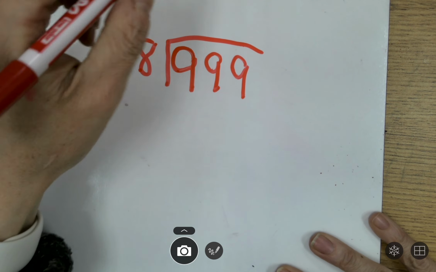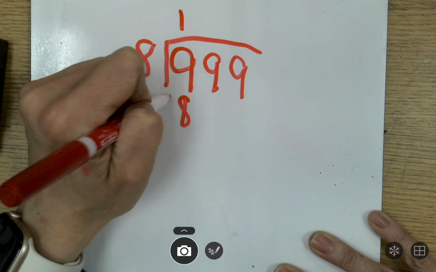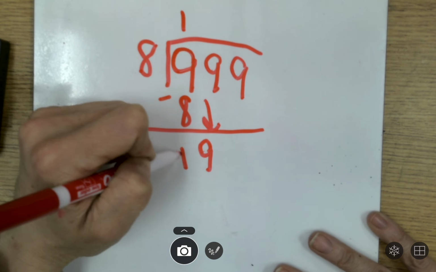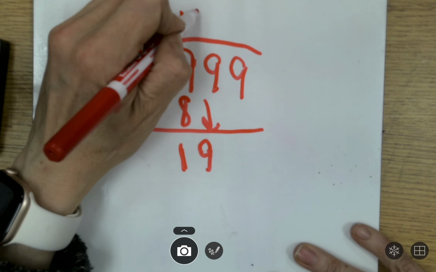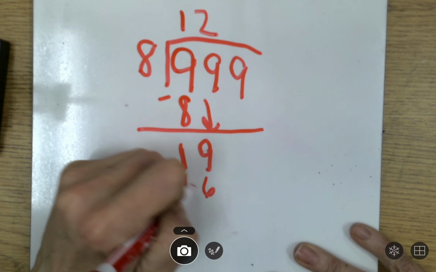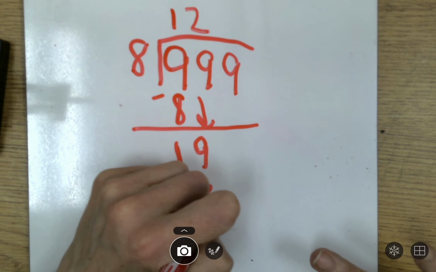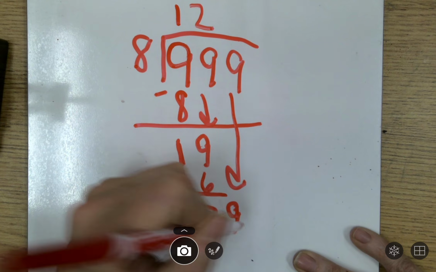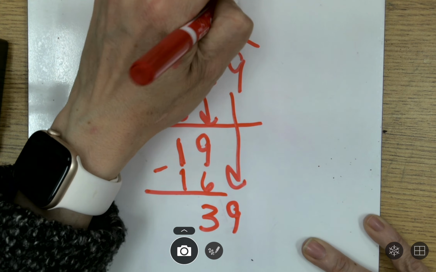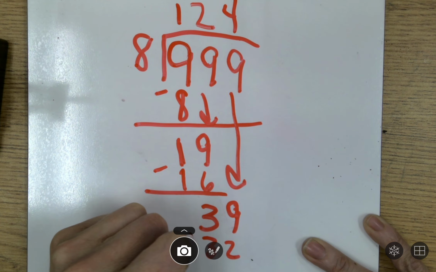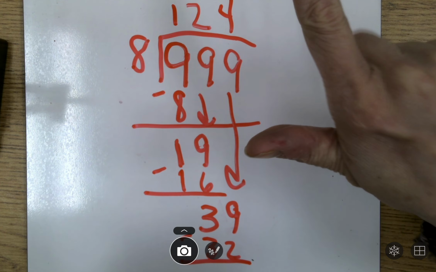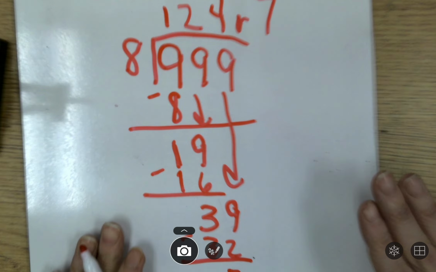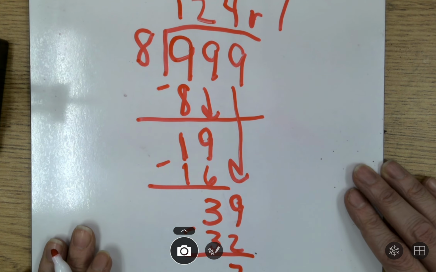So 8 goes into 9 one time. Subtract, we get the 1, we bring down the 9. 8 goes into 19 2 times. 16, we get a 3. We bring down the 9. 8 goes into 39 4 times. 32. 2, 3, 4, 5, 6, 7, remainder 7. Did you get it? Good job, good job. Alrighty.